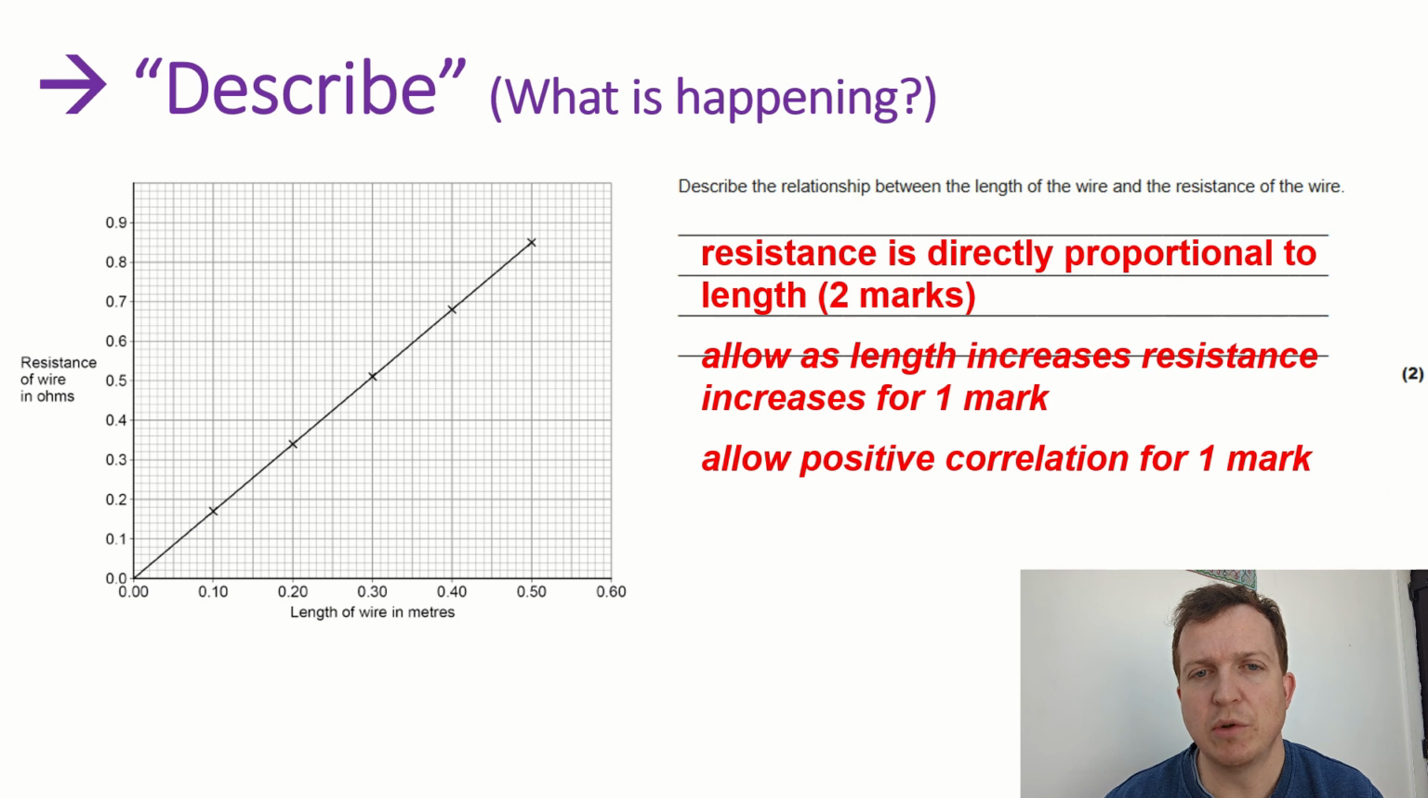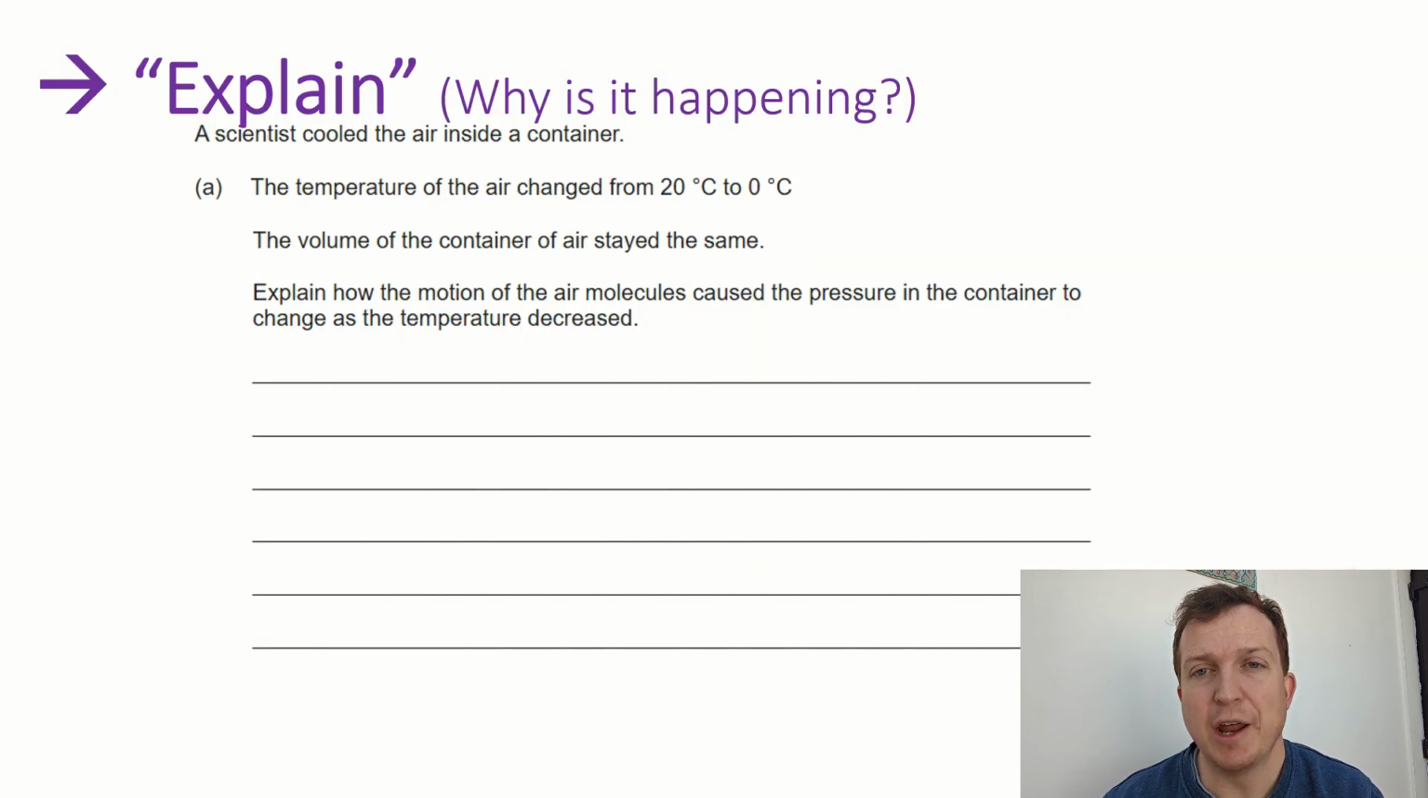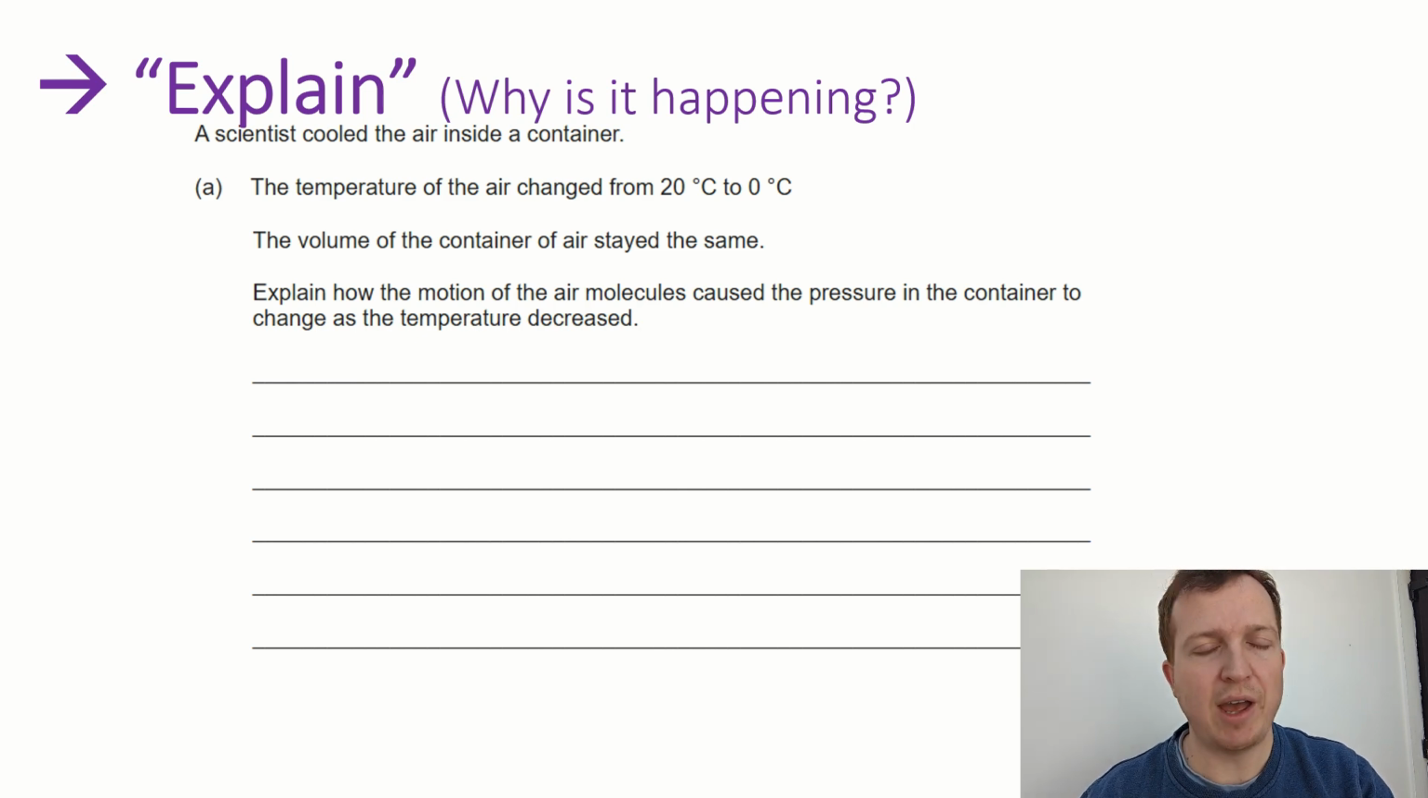Let's move on to what we've got, an explain question. Now, explain questions, especially to do with particles, you really need to be careful with how you are wording your answers. So a lot of key terms in this answer here. So in this question, we've got the temperature changing from 20 degrees to 0 degrees. Volume stays the same. This question is asking how the motion of air molecules causes pressure to change.